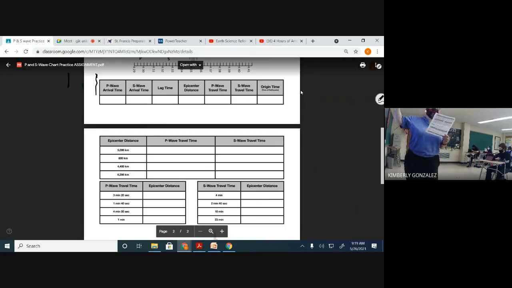At 5,000 kilometers, the P-wave travel time is 8 minutes, 20 seconds. The S-wave travel time is 15 minutes even. Okay? At 800 kilometers, the P-wave travel time is 1 minute and 50 seconds. The S-wave travel time is 3 minutes and 20 seconds. At 4,400 kilometers, it should be 7 minutes and 40 seconds. The S-wave should be 13 minutes, 40 seconds.